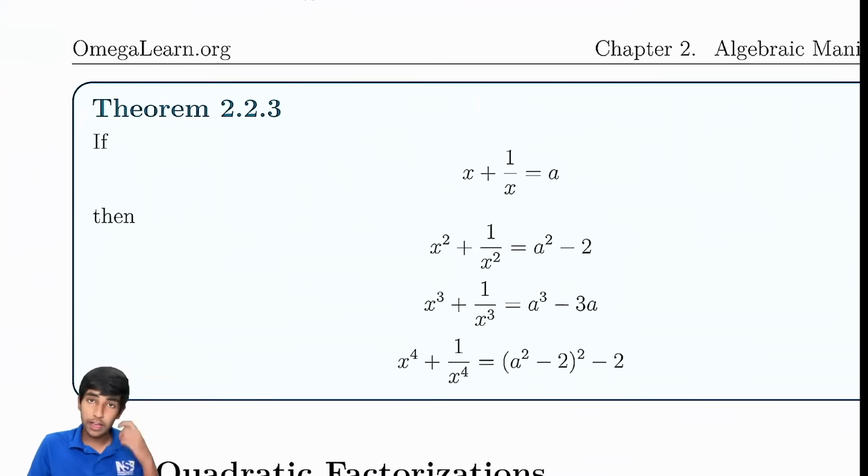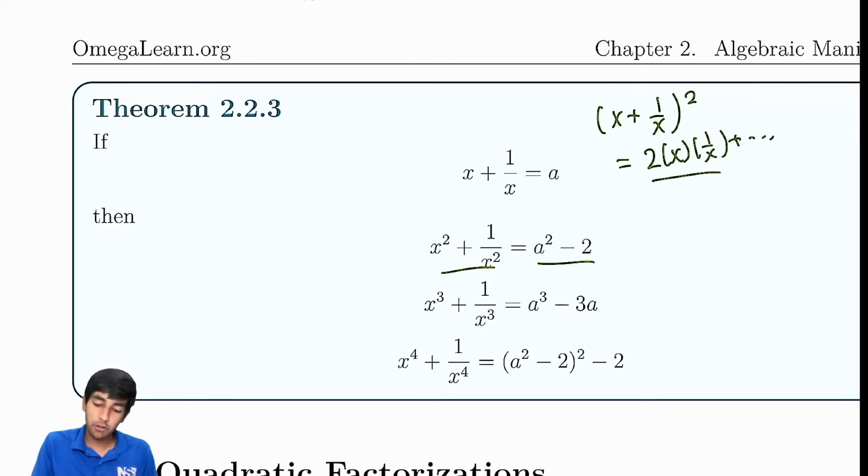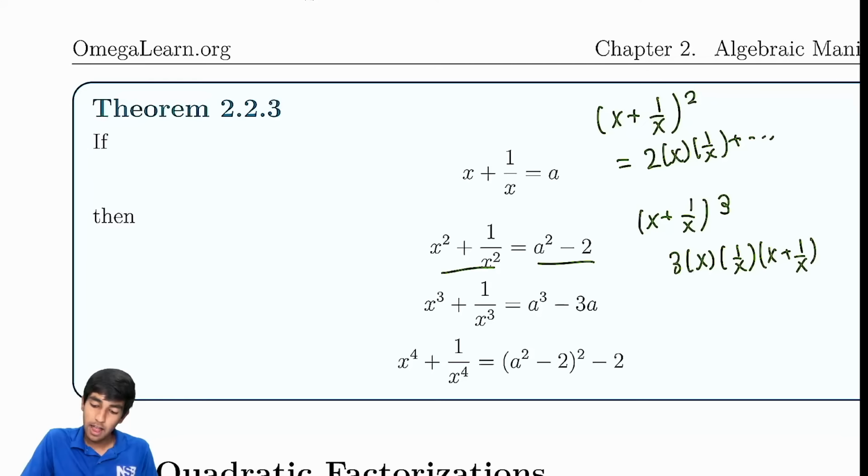Okay, so we have this cool little thing here, where if x + 1/x is a, then x^2 + 1/x^2 is a^2 - 2. Why? It's very simple. You just do this squared, you get x^2 + 1/x^2, but then you also get a 2 times x times 1/x term along with that. So that's where that 2 comes from. And then for x^3, we just do something very similar. Well, you can just do (x + 1/x)^3. And then we see that there's going to be a 3 times x times 1/x, and then an x + 1/x term here, and then this stuff cancels, and this is just a, right? So that's where this comes from.